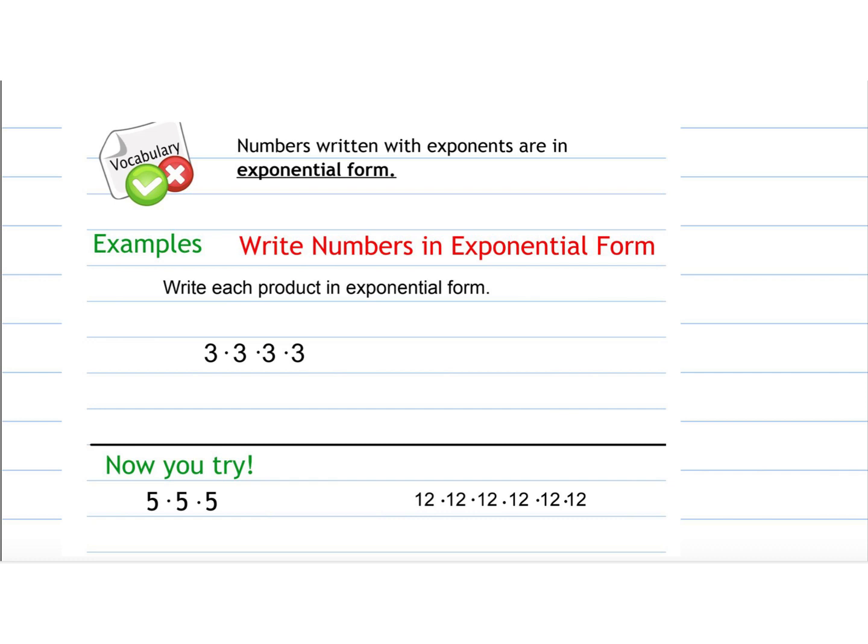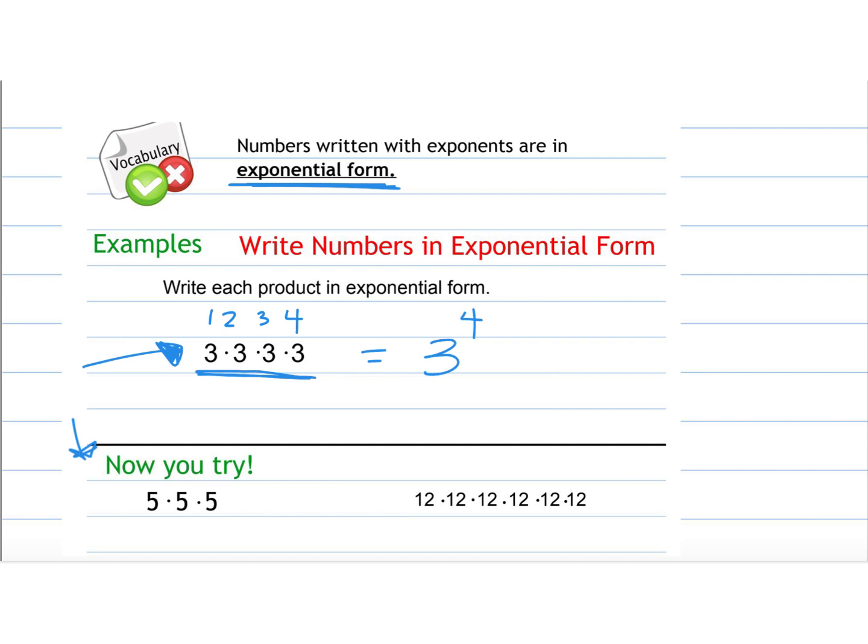And then lastly, numbers written with exponents are in exponential form. So this is the opposite of writing a power as a product of the same factor. This is writing a product of the same factor as a power. Remember how we did it a couple slides ago. All the factors written out multiplied by each other. 3 times 3 times 3 times 3. 3 is going to be my base, and then it's going to be to the fourth power because we have 1, 2, 3, 4 threes. Try these two. Come back and check.